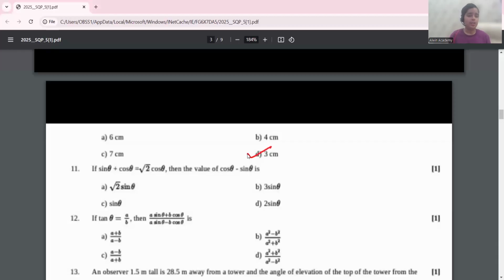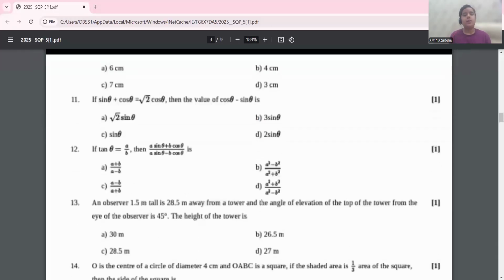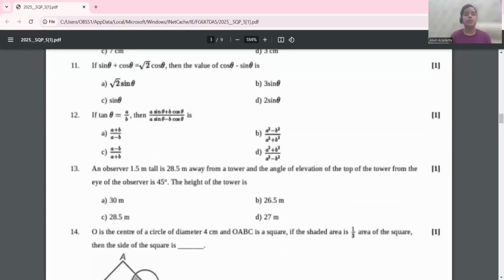Going to the next question. This is a trigonometric expression given to us. Sine theta plus cos theta is root 2 cos theta. Then the value of cos theta minus sine theta is. I'll first square this complete equation, which would give me sine square theta plus cos square theta, that's 1, plus 2ab, so 2 sine theta cos theta is equals to 2 cos square theta. Now when I transpose this particular 1 to the other side, I get the value of 2 sine theta cos theta as 2 cos square theta minus 1.